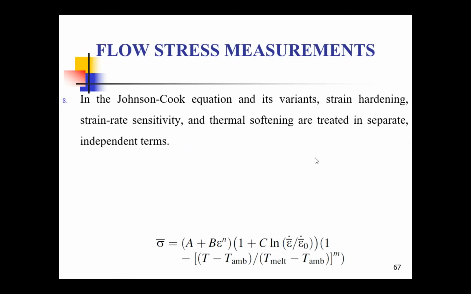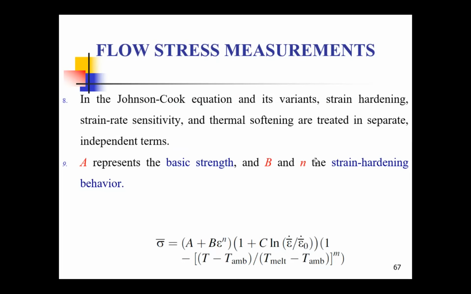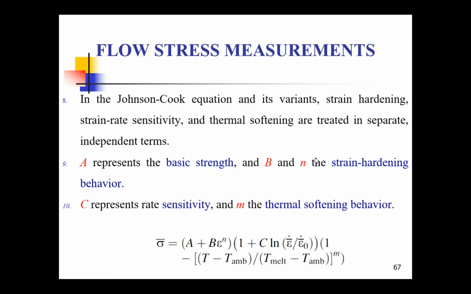In the Johnson-Cook model, we will be using this equation. The flow stress sigma bar is equal to A plus B epsilon to the power n. What is A? A is the basic yield strength, that is the hardness, and B and n are the strain hardening behavior coefficients, and C is the strain rate sensitivity, and m is the thermal softening behavior. So strain, strain rate, temperature, everything we have to include in that.